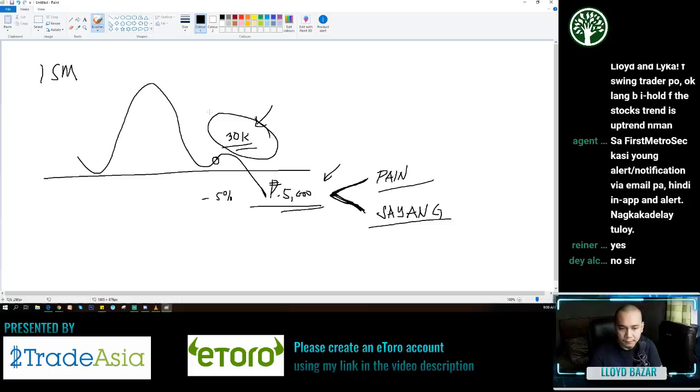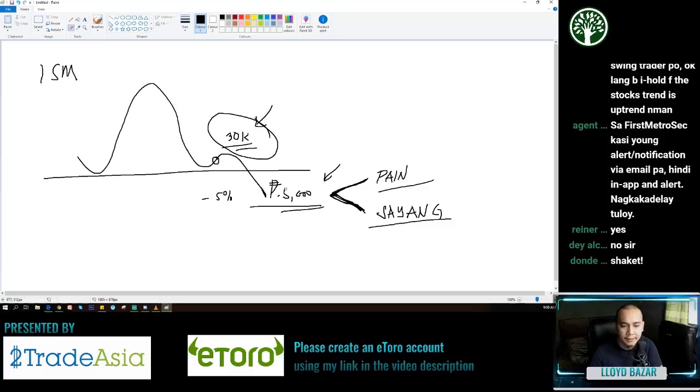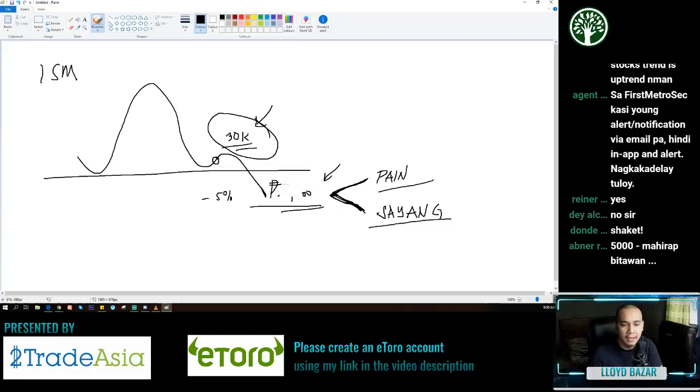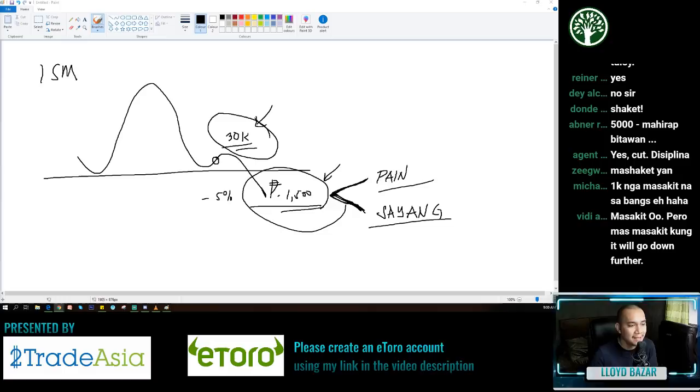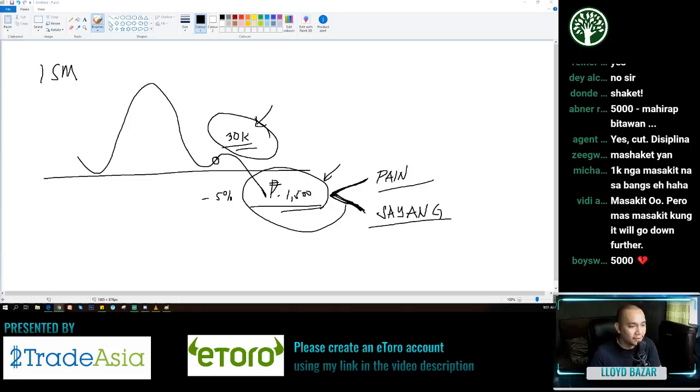Pag 30K lang kasi, pag nag-hit yung cut loss ninyo, negative 5%, this time yung loss mo na lang is 1,500. 1,500 na lang. Now, my question again is, is it easier to cut loss 1,500 now compared to 5K kanina? Yes, cut disiplina, masakit yan. 1K nga, masakit na, right? Masakit oo, pero mas masakit kung it will go down further. Yes, tama yan. But that's a different scenario.